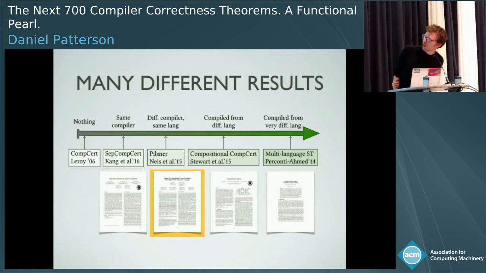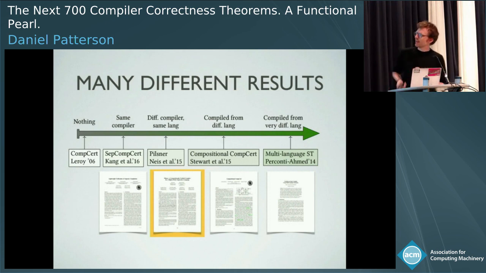So moving further along on the spectrum, the Pilsner compiler, which was by Georg Neis and collaborators, they were aiming for a little more flexibility. The idea was that you want to be able to link with code that didn't necessarily come from your compiler. And they even have results in the paper where you could have code that was handwritten assembly, but it had to be related to some source code.